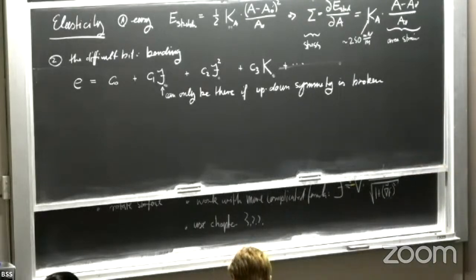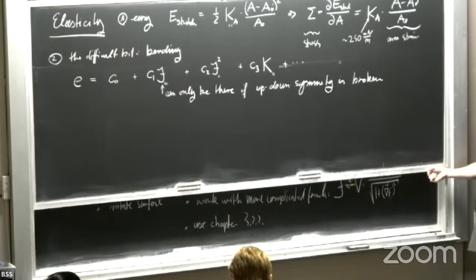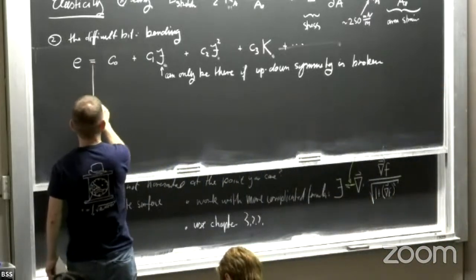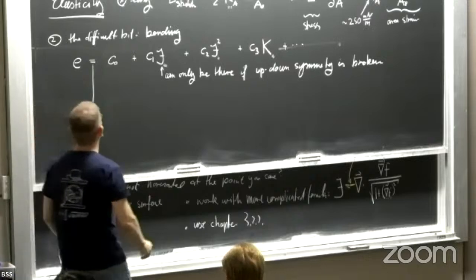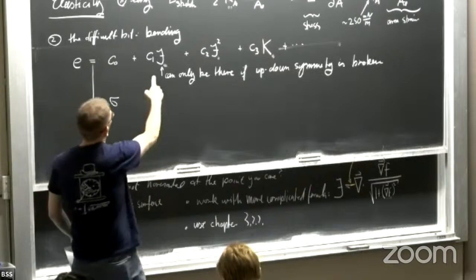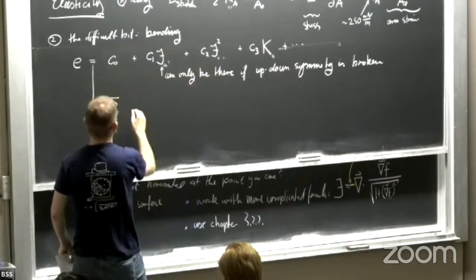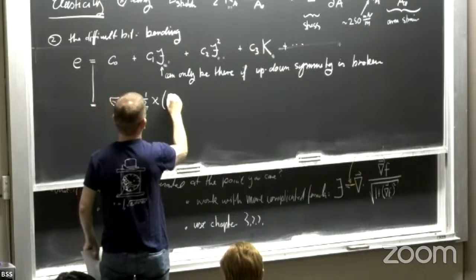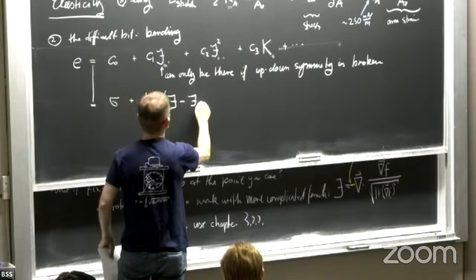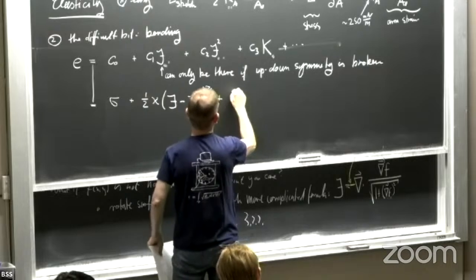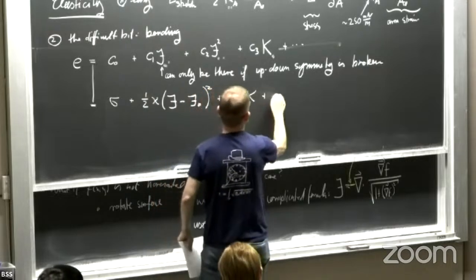Now it turns out people don't like to write the energy like that. It's not very telling. So there's a nicer way people have decided to write this by renaming coefficients. The way to write this is to not call this C naught, but to call this sigma, and to combine this term, and in some sense this one, into something that looks like this, plus a half kappa (J minus J naught) squared plus kappa bar K plus and so on.